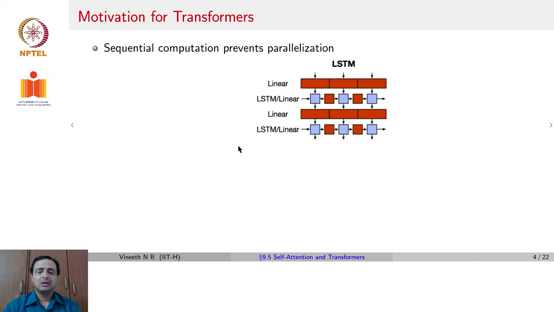Let's first try to understand, why does one want to go beyond RNNs or LSTMs for sequence modeling? Sequential computation prevents parallelization. If you had a series of layers, let's assume you have a linear layer followed by an LSTM layer, followed by a linear layer, followed by an LSTM layer. When we say LSTM layer, we mean a series of LSTM blocks that process a sequence of inputs.